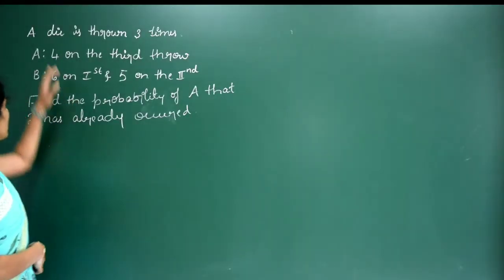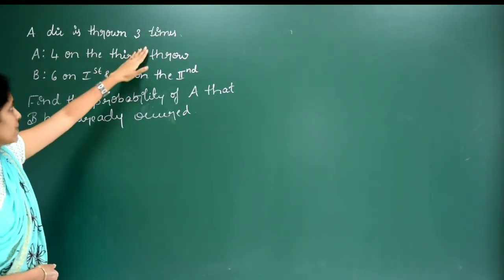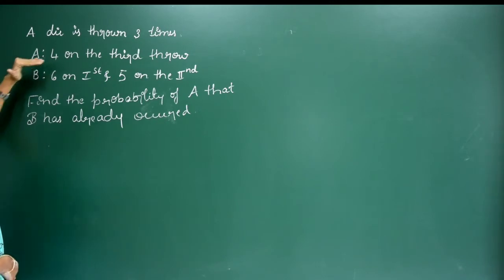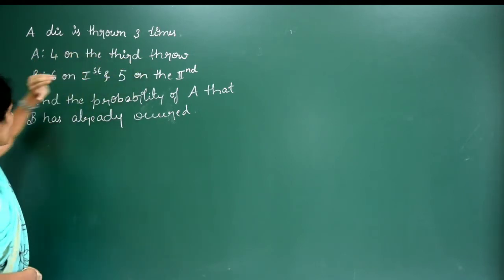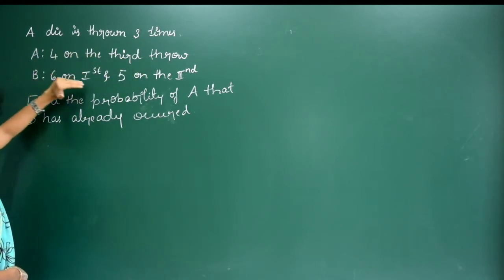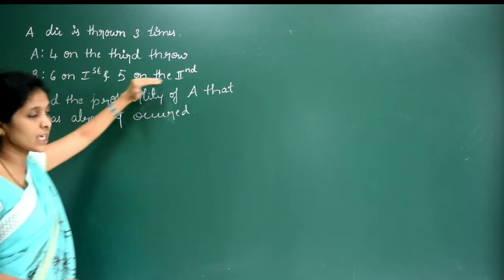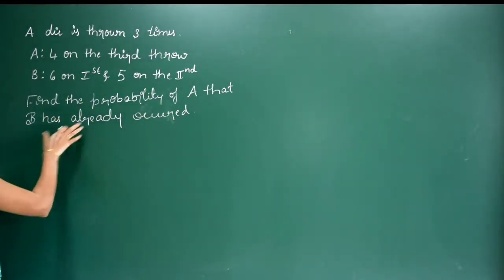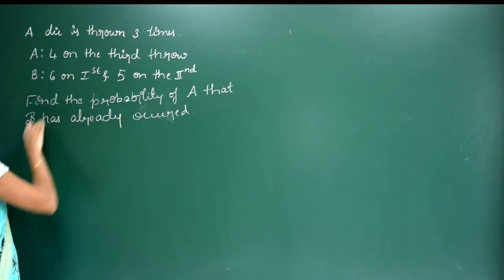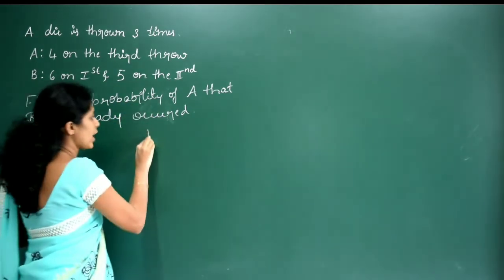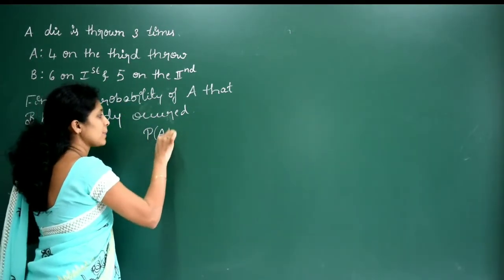Look at this problem. A die is thrown 3 times. It is given the event A as 4 on the third throw, and B is given as 6 on the first throw and 5 on the second throw. Now you have to find the probability of A given that B has already occurred. I mean you have to find the probability of A by B.